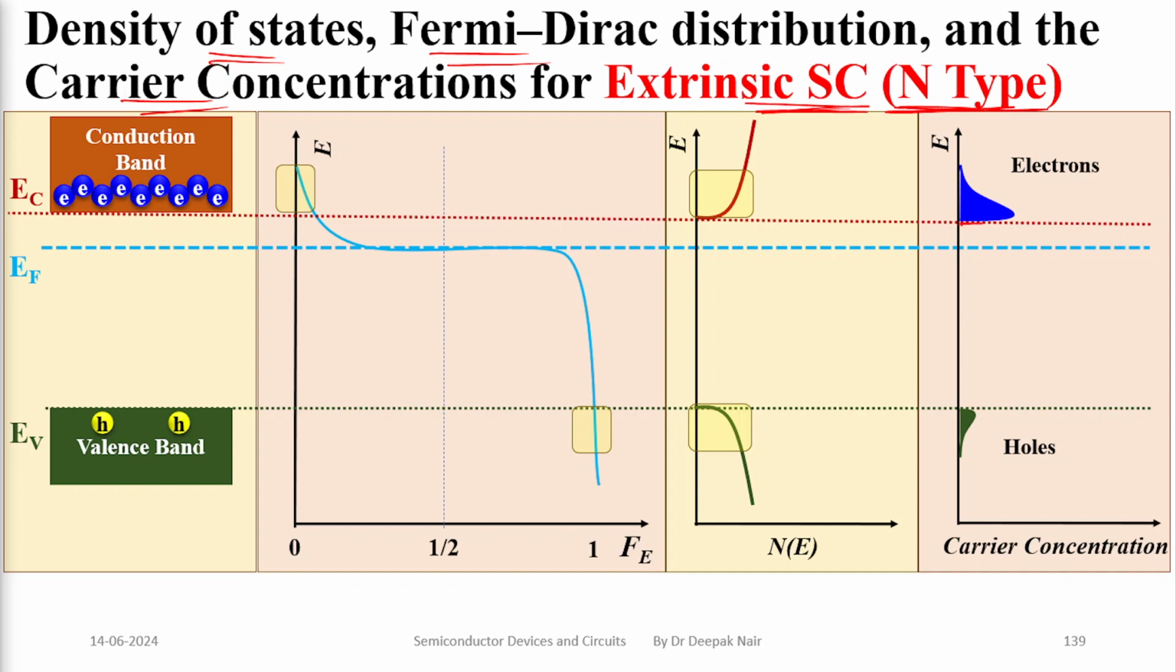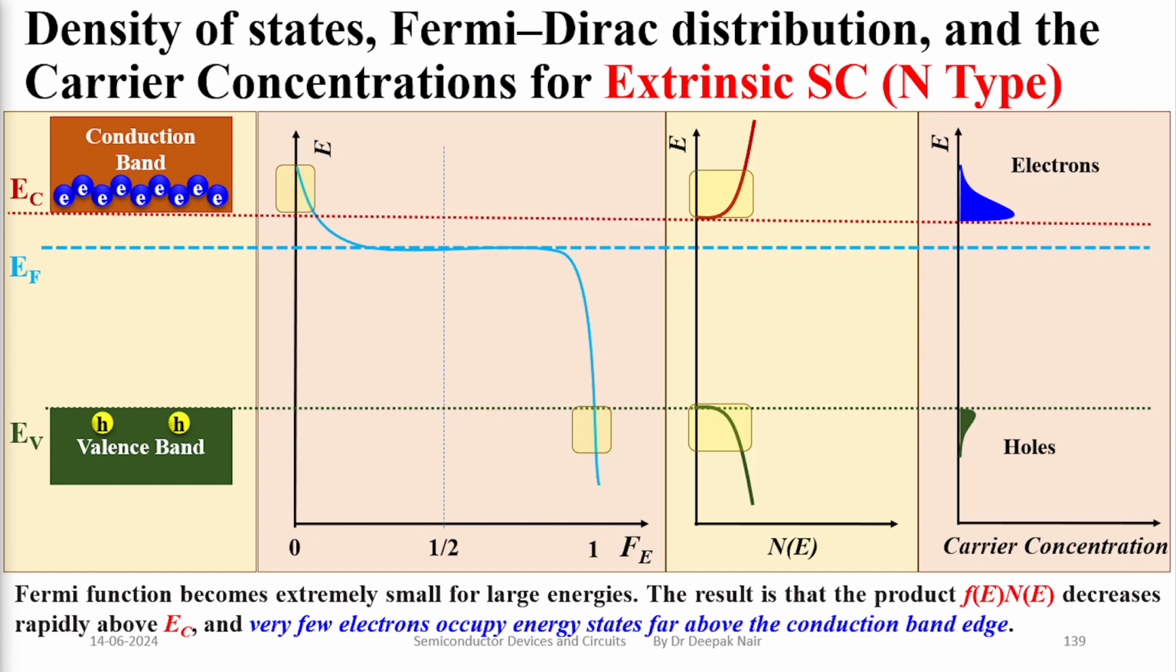Because it is n-type, the curve for the electrons will be much larger, and as we keep moving upward in the energy diagram or towards the higher energy level, we will find lesser and lesser number of electrons, because all the electrons are concentrated near the EC. As you keep on moving upward, you will find lesser and lesser number of electrons. Now before that, let us conclude this slide.